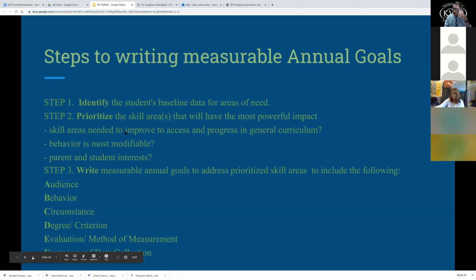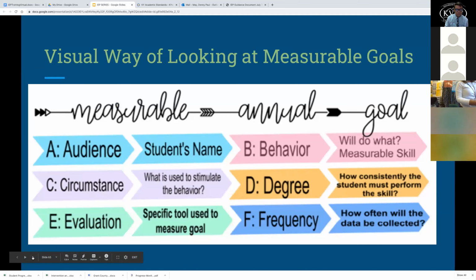You're going to work on deficient skills, but you're also going to give some work on grade level, and you're going to provide tools through supplementary aids and services that are going to allow the student to access the general curriculum. You're going to look at what behavior is most modifiable, which one's going to have the most impact, and you're going to look at parent and student interest and get parent input, and then you're going to write measurable annual goals to address prioritized skill areas to include the following. In the goal, you're going to have these 6 components: audience, behavior, circumstance, degree, criterion, evaluation, method of measurement, and frequency of data collection.